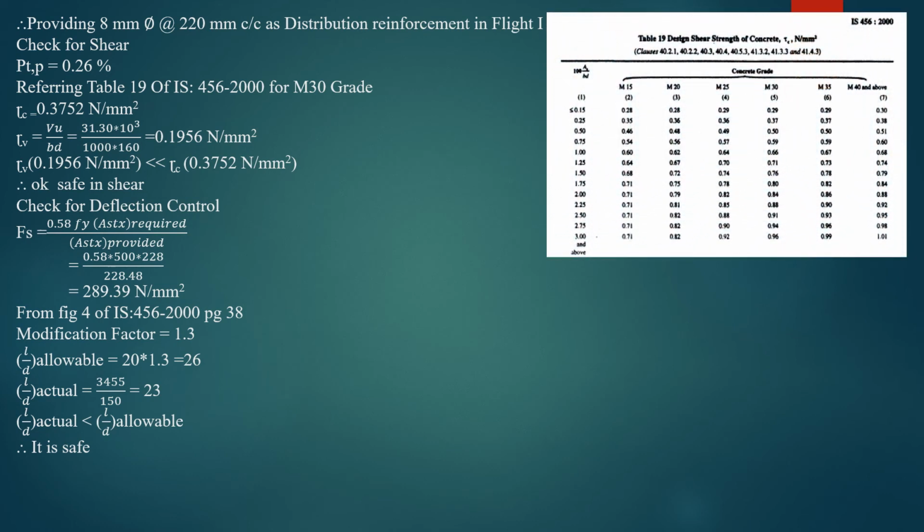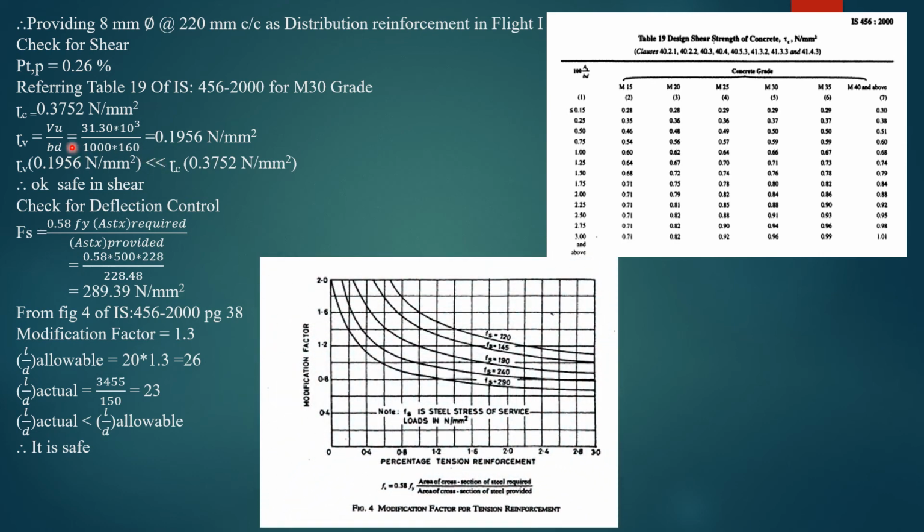I already told about how to check for the shear. Now, not going much deeper, let us just read. PT provided, we know that 0.26 percentage. Then we refer to IS 456 2000 for M30 grade, table number 19. We can check the design shear strength of concrete, tau c. In this case we got 0.3752 Newton per mm square. Let us now calculate tau v, Vu by bd. We got 0.1956 Newton per mm square. Here we can see that tau v is much lesser than tau c. Therefore we can say that it is safe. Our flight is safe in shear.